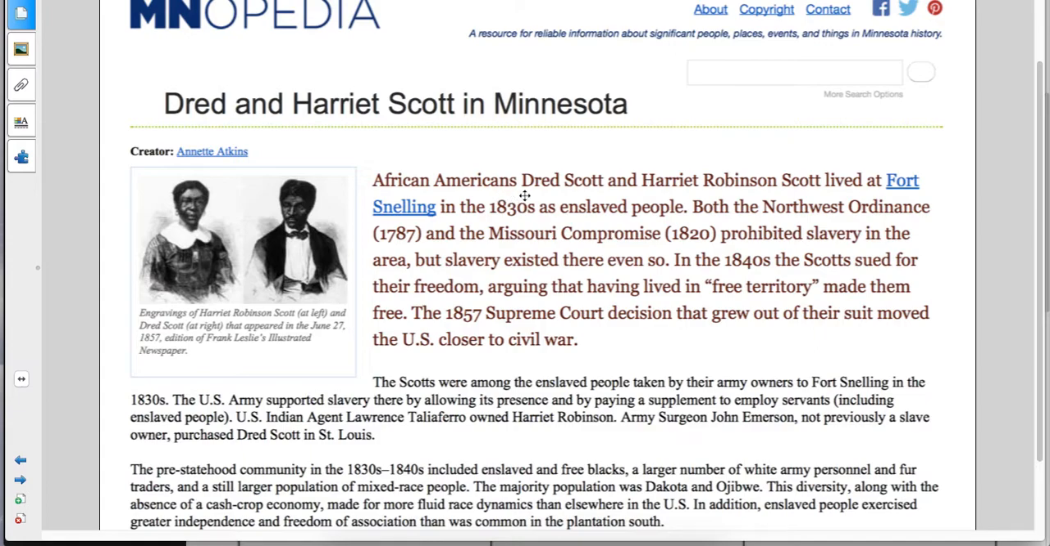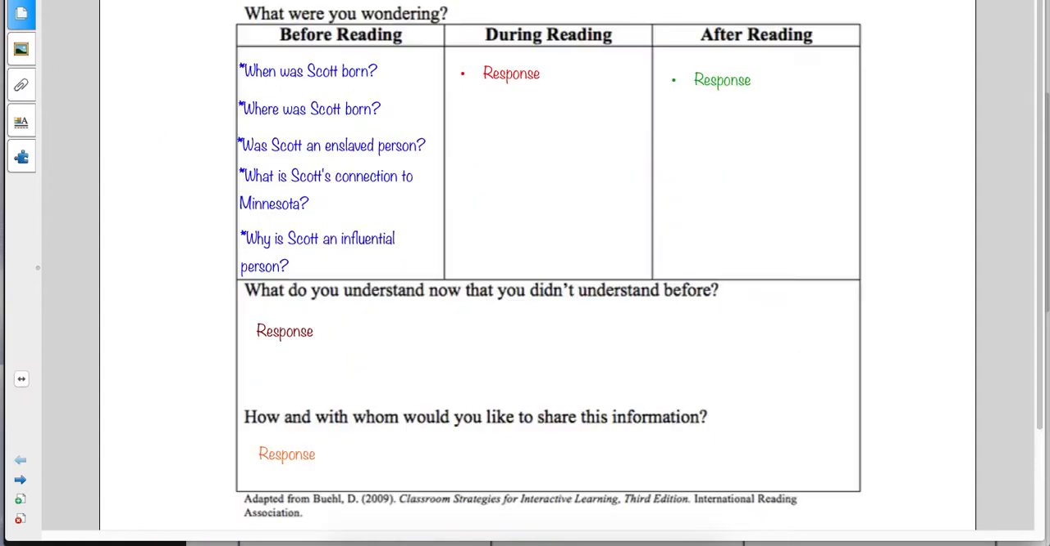African Americans Dred Scott and Harriet Robinson Scott lived at Fort Snelling in the 1830s as enslaved people. There's my answer. He's enslaved, but I already have a question. What brought them to Fort Snelling? Okay, back to my article.